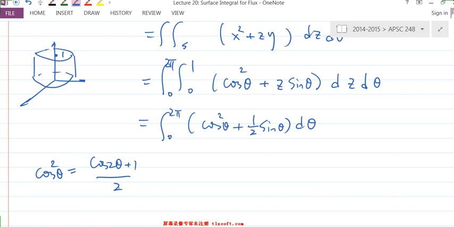Will you specify which method to use? Sorry? Will you specify which case? I don't need to. If you see a cylindrical surface, use this. If you see a spherical surface, chances are you're going to use a spherical one. Right? So, any questions?